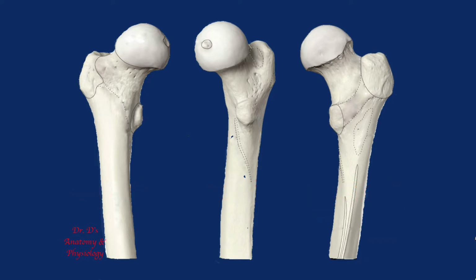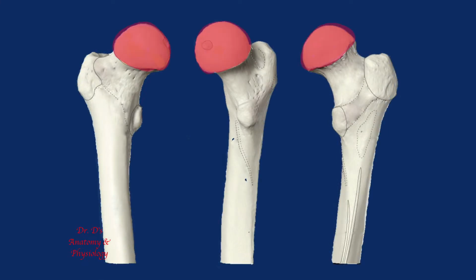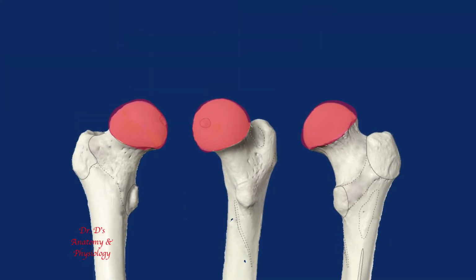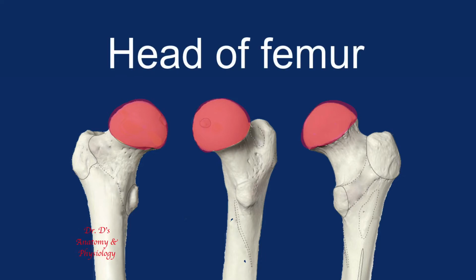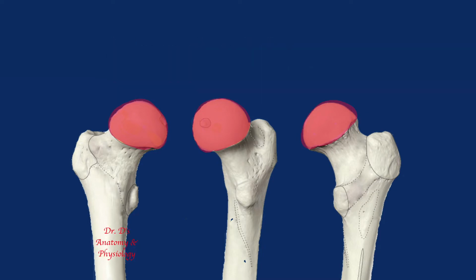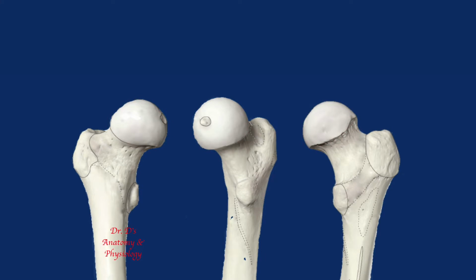The round hemispherical articular part of the femur, in other words, the ball of the ball and socket joint, is called the head of the femur. It is securely placed in the acetabulum, the socket component of the hip joint, by the conforming shape of the bones and the muscles and tendons that surround it.